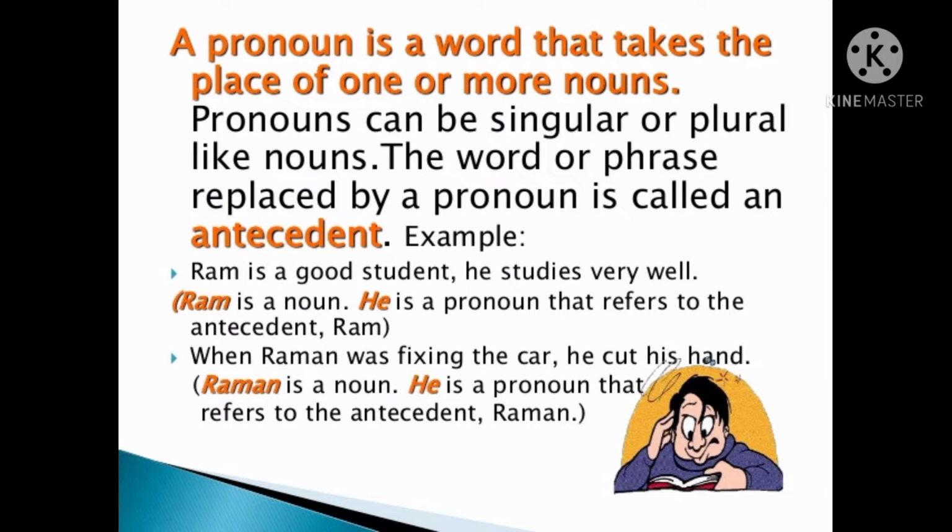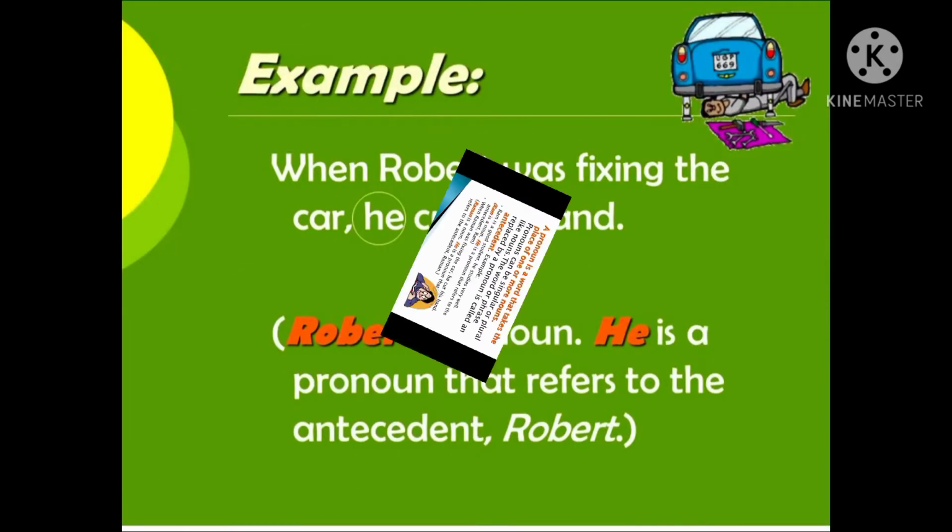So now I guess you have understood how a pronoun takes the place of one or more nouns. Pronouns can be singular or plural, like nouns. The word or phrase replaced by a pronoun is called an antecedent. So students, please pay attention and understand the concept of antecedent. For example, Ram is a good student. He studies very well. In this sentence, Ram is a noun. He is a pronoun that refers to the antecedent Ram.